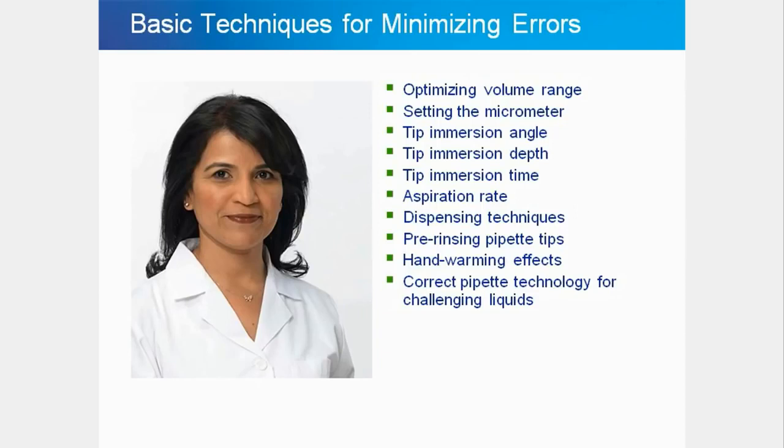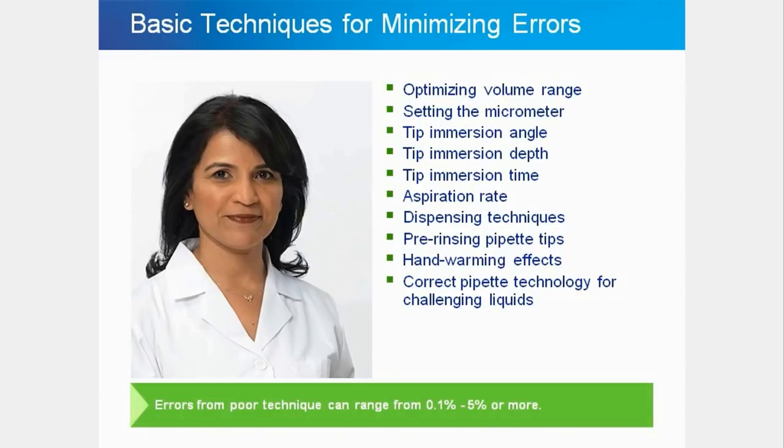We will cover selecting optimized volume ranges, recommended tip immersion angle and depth, the effects of sample aspiration rate on pipetting technique and results, the importance of consistency in pipetting technique, and the importance of using appropriate pipetting technology for difficult liquids. Overall, errors from any of these poor techniques can range from 0.1% to 5% or more.